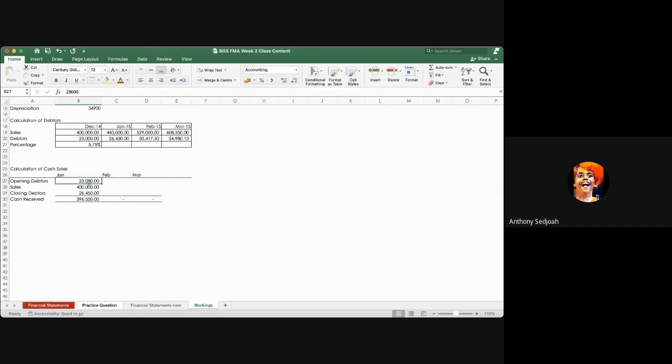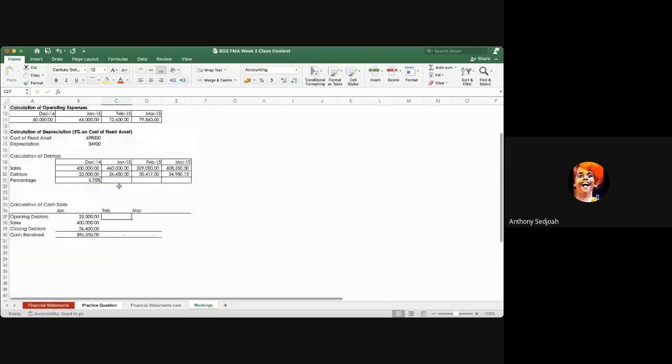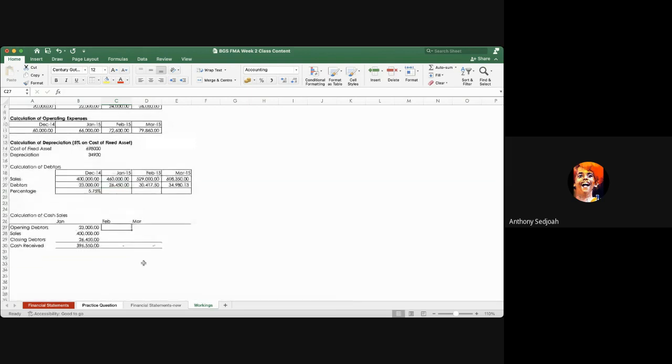Okay, so let's fill up the rest of the months. Opening for February. Priscilla, what's going to be the opening for February? It's going to be 26,450. Exactly. That's the closing for January, so let me reference that cell. The same applies for March. The opening for March is the closing for February, so let me pick up the closing for February. It's 30,417.